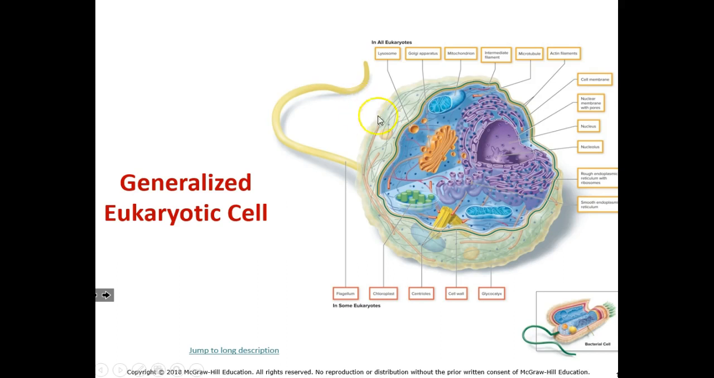What else do we have here? We have the chloroplasts. Chloroplasts are involved in what process? Photosynthesis. Here's the centrioles. There is the cell wall. Here is the glycocalyx on the outside. It's the very outer covering. There's our smooth and rough endoplasmic reticulum. All of these, the nuclear membrane with pores, nucleus, nucleolus, are all within the nuclear envelope. Actin filaments, microtubules, intermediate filament, mitochondrion.